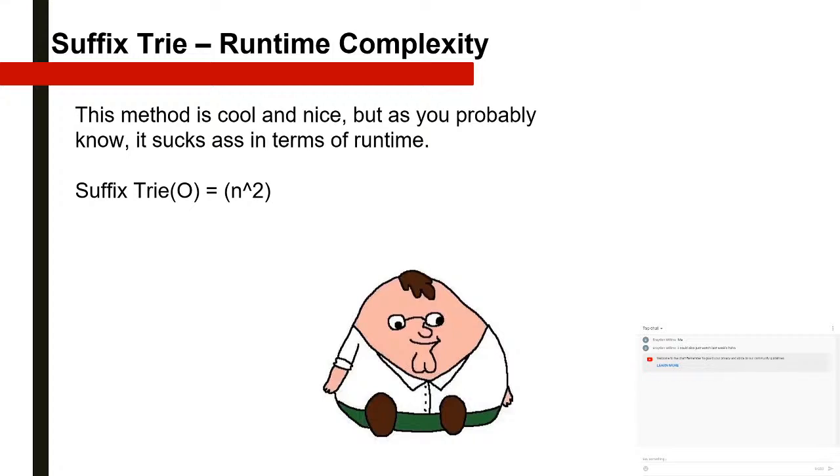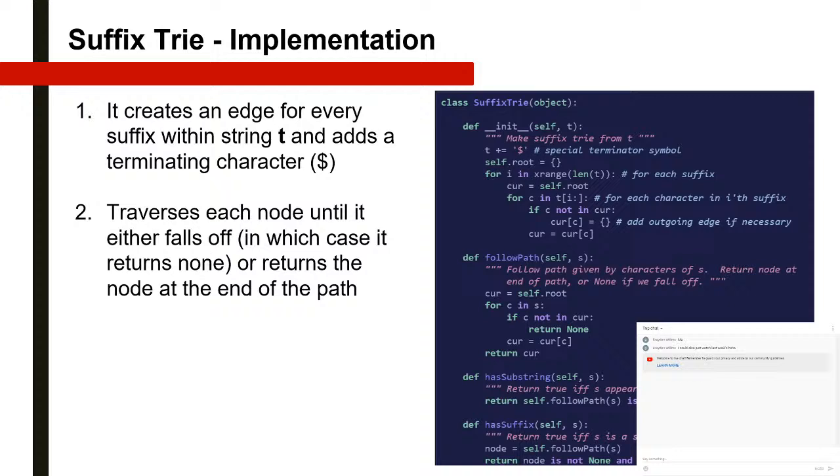Runtime complexity. So as with any kind of brute force method, you are running into a very bad runtime. We're looking at like n to the power of 2. I think you can see why it would be like that. Just going off of the code, if the chat window wasn't blocking that, of course.